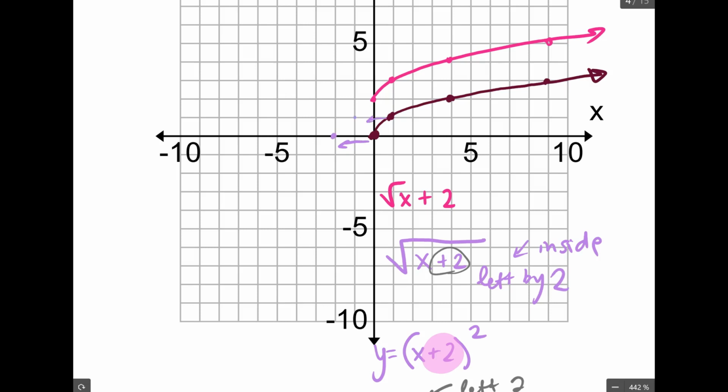Take all of my points, move them to the left by 2. All of my points over 2. This point over 2. So it looks like that. Right, so I moved everything over by 2. So that's the difference of moving up by 2 versus over 2. And I'm just moving my points.